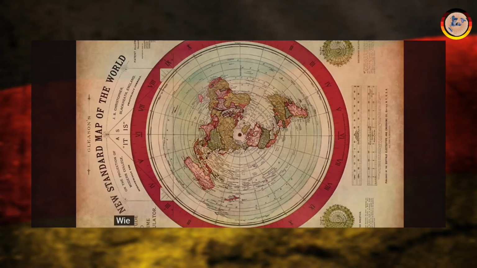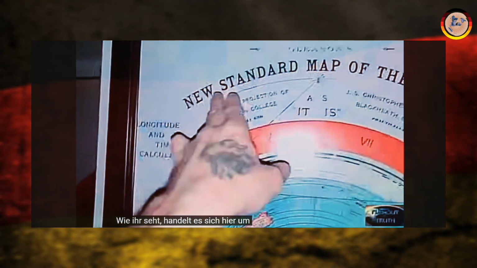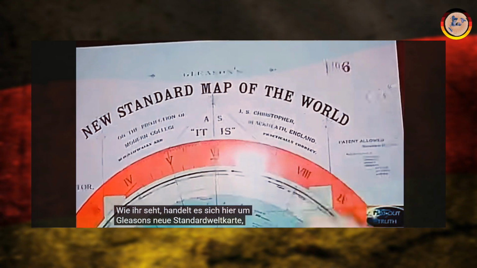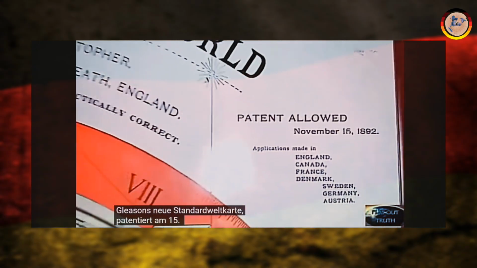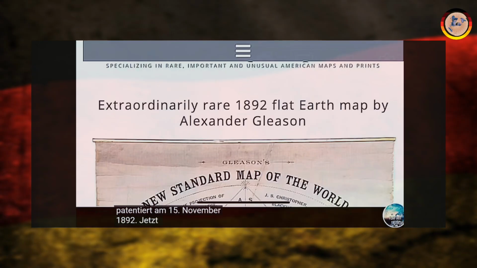Here we go. Now, as you can see, this is the Gleason's new standard map of the world, patent allowed November 15th, 1892. Now, this is where the globe earthers are going to come in and tell you that this is a projection map of a globe, and that Gleason admitted that it was in the patent. And they are right about the patent saying that it's a projection of a globe. But here's what they didn't research. They didn't research why the patent says that. So we're going to look and see why it says that.